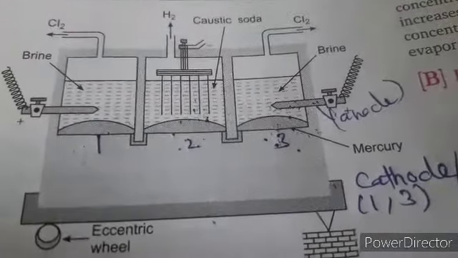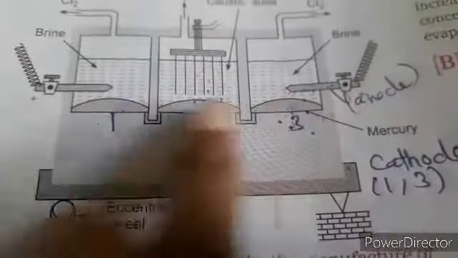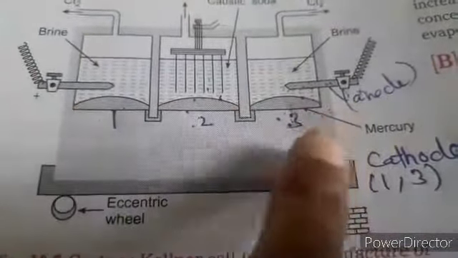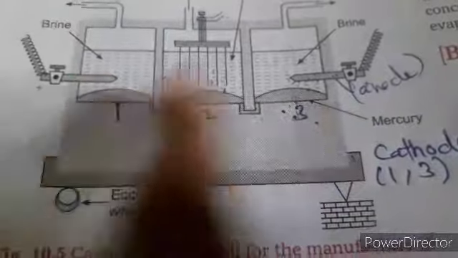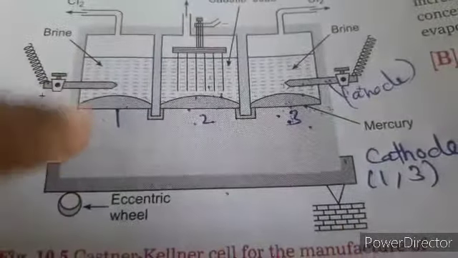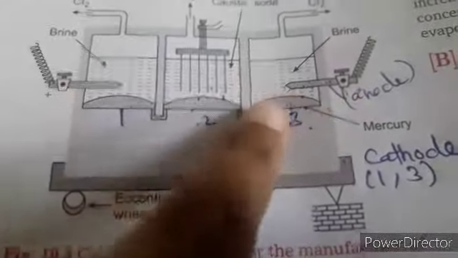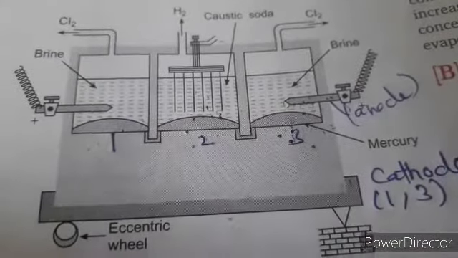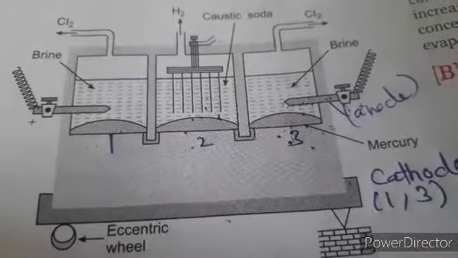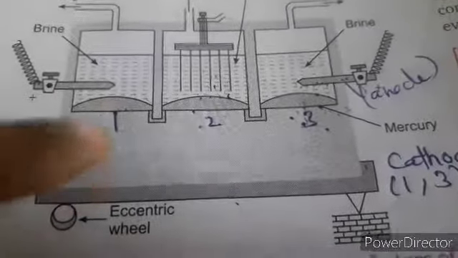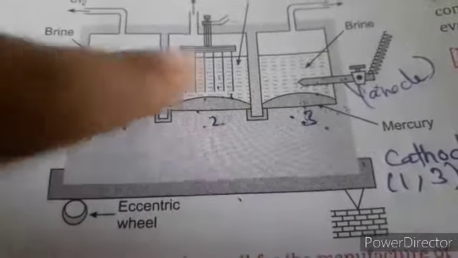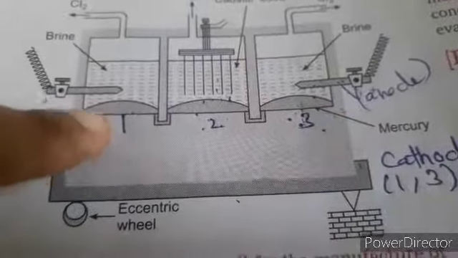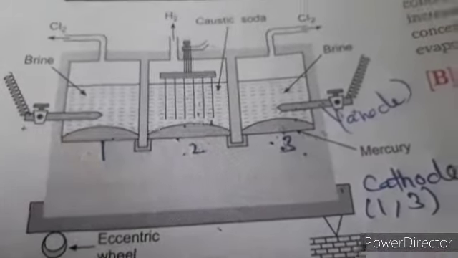First of all, the graphite which is acting as an anode is placed in the first and the third containers. If we see the reaction in the first and the third containers, both will show the same reaction. And you have the mercury layer in this container, which is acting as a cathode. So let's talk about this part. Now you can see the reaction in the first and the third compartments.